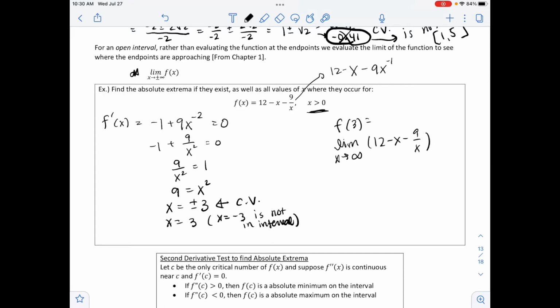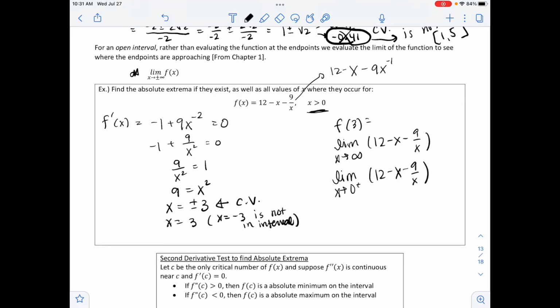And then also we need to look at as it's approaching that other endpoint, which for us isn't negative infinity, it's approaching 0. And notice it's not equal to 0, it's approaching 0, and it's approaching 0 from that positive side. So we're going to say the limit as x approaches 0 from the positive side, or plus from the right, of 12 minus x minus 9 over x.